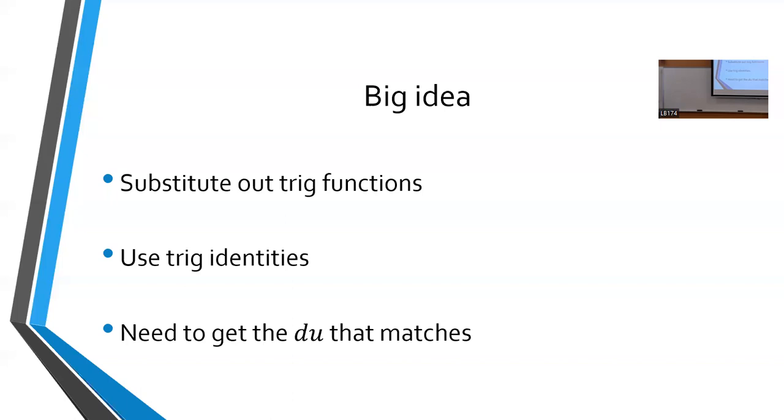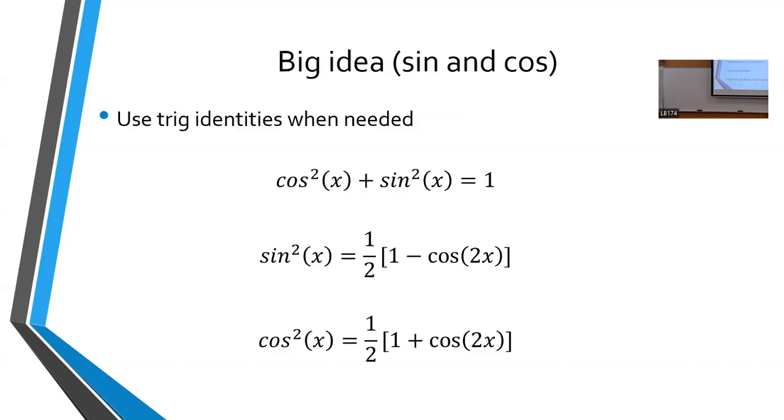And it's not always a du equals dx. It's going to be a du equal to some sort of trig thing times dx. Okay. So like I said, the big idea is substitution with trig identities.